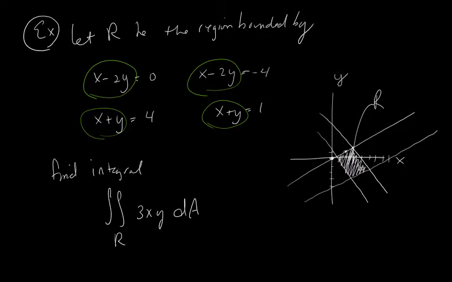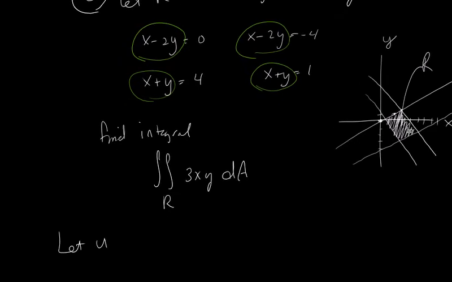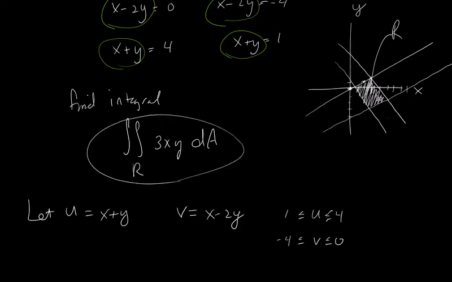So let's do this. We're going to let u be equal to x plus y, and we're going to let v be equal to x minus 2y. Okay, so this is good because then we already have our boundaries on u and v. We know that u is going to be between 1 and 4, and we know that v is going to be between negative 4 and 0. So we've already got that done for us. Now we just have to get our integral set up in terms of u and v.